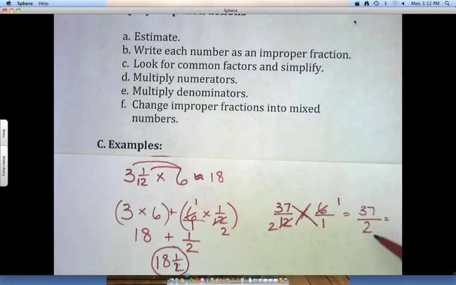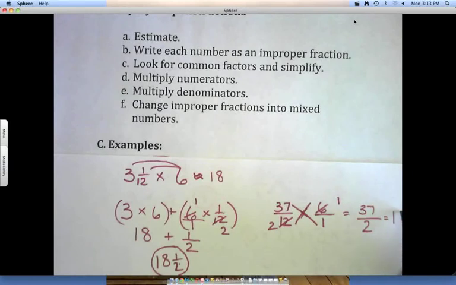Now, if I look at this, I know that 17 times 2 is 34. 18 times 2 is 36. 19 times 2 is 38, which is too much. So I am going to do 18, which again is 36. I have 1 left over, and 2.